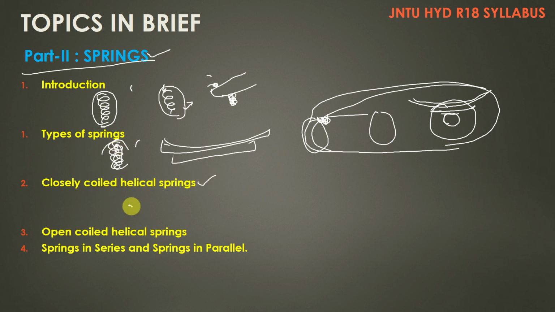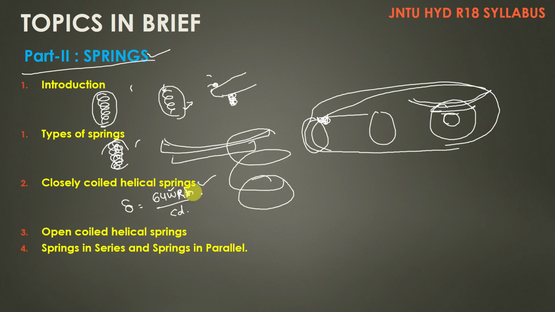For closely coiled helical springs, you need to find out mainly deflection, which is 64 W R cube N by C D power 4. Here W is the weight, how much weight the spring has to carry. R is the coil radius. N is the number of turns the spring has. C is the modulus of rigidity or shear modulus, which depends on the material. D is the diameter of the spring wire. You need to find out mainly these.